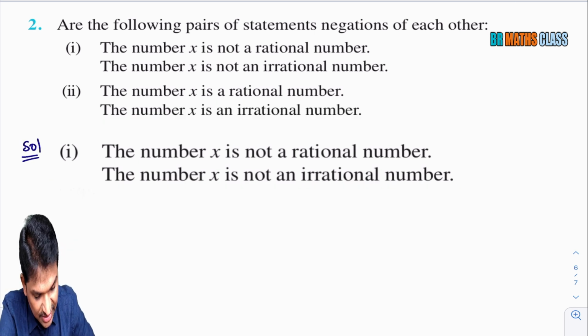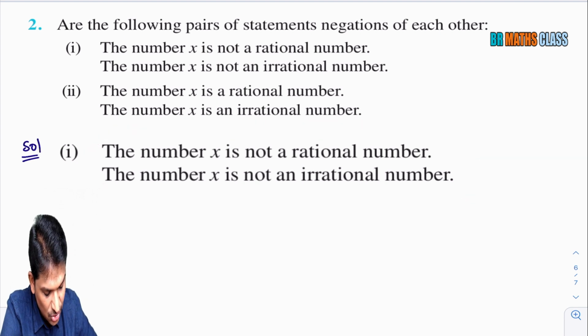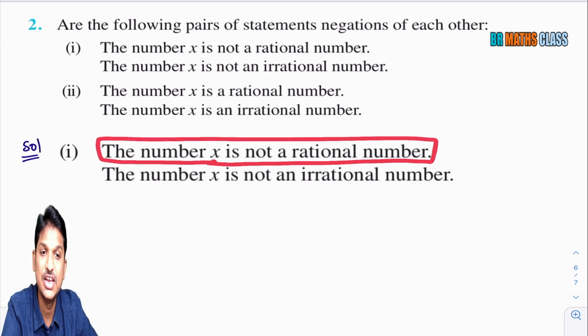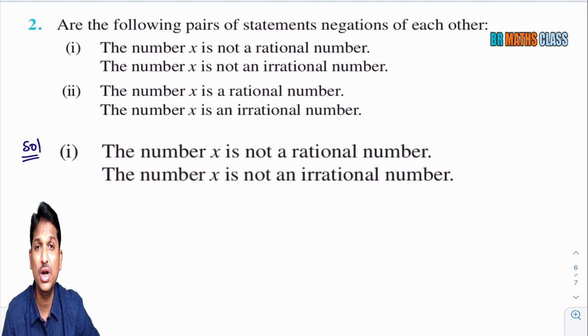Solution, second question. This is the pair of statements they gave in the question. We need to identify whether these pairs are negations of each other. Okay. You look here. The number x is not a rational number. Before doing this problem, it is better to know what an irrational number is. What is the definition of an irrational number? The number which is not rational is called irrational.